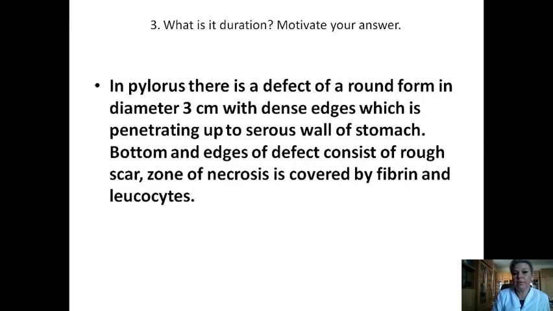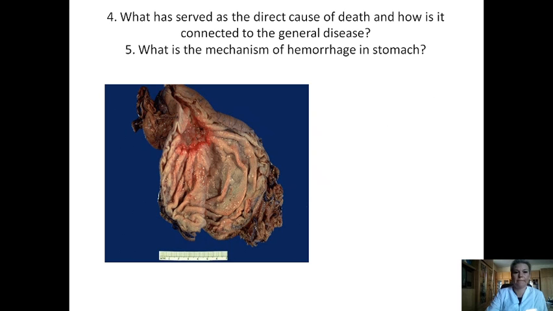I repeat, in the pylorus there is a defect of a round form, in diameter about 3 centimeters, with dense edges, which is penetrating up to the serous wall of the stomach. Bottom and edges of the defect consist of a rough scar. The zone of necrosis is covered by fibrin and leukocytes. What is this? Motivate your answer.